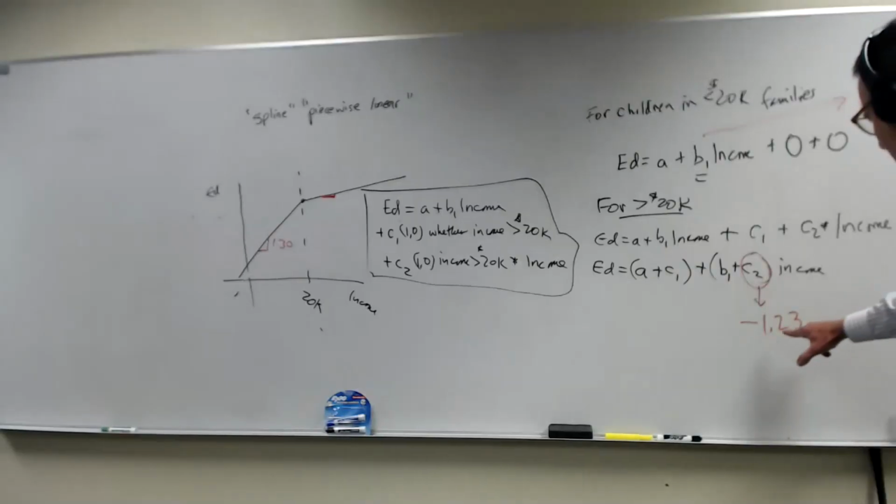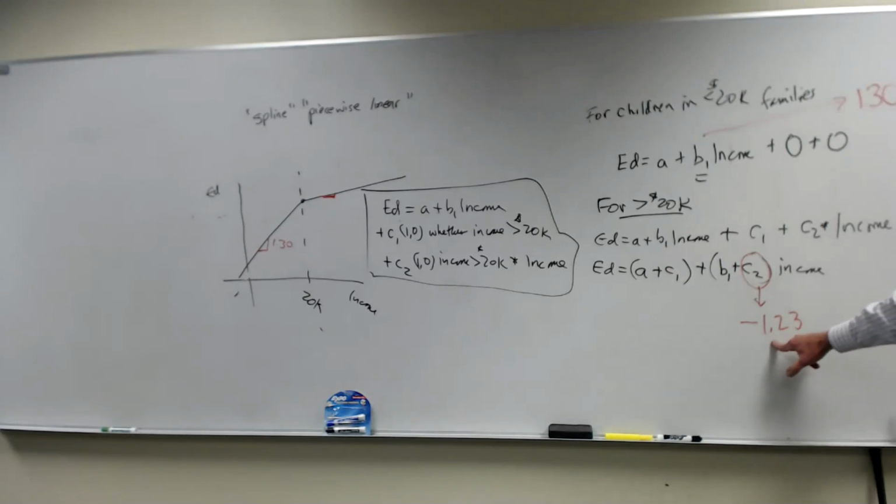Well, I put it up here. This coefficient is minus 1.23. So what's B1 plus a minus 1.23? Isn't that coefficient 1.70 on table 3? I'm sorry.